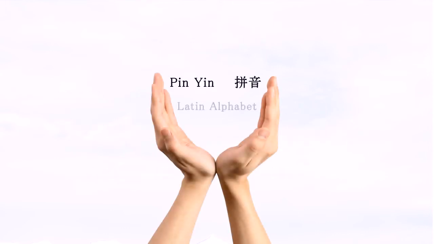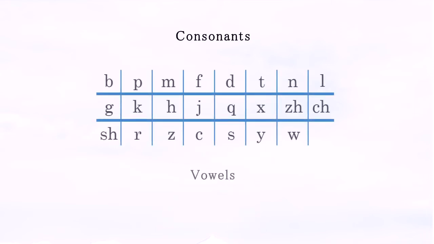Don't worry. To make it simple for foreigners, China set up a system called Pinyin to teach Mandarin Chinese, which means Latin alphabet. Chinese Pinyin consists of 23 consonants and 5 vowels: A, O, E, I, and U. You should notice that all the Latin letters are pronounced the same as in English, except for those in red, which are pronounced differently.